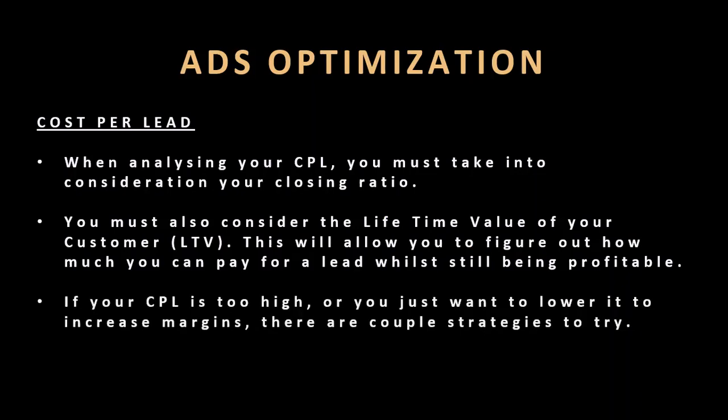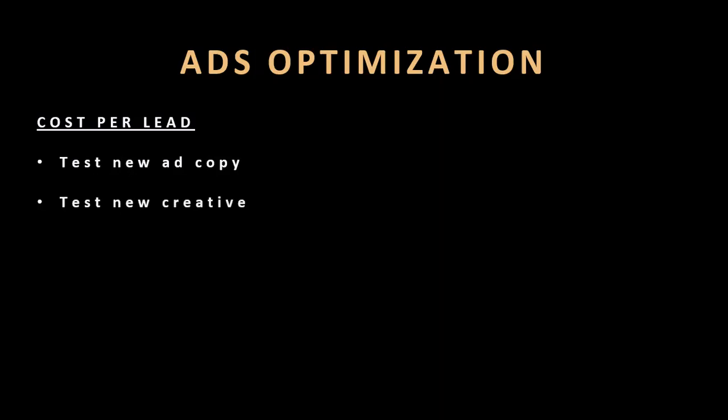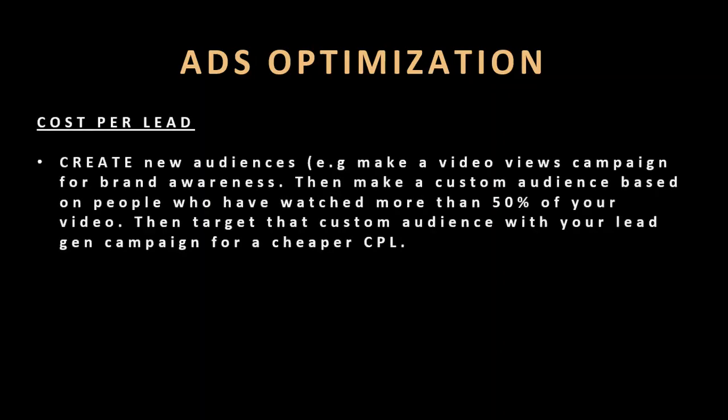So if your cost per lead is too high, or you just want to lower it to increase your margins, there are a couple different strategies to try. You can start testing new styles of ad copy. You can start testing new creatives, new offers, and new audiences. One thing that's not mentioned here is you can also turn off your ads that are not performing well to help put the budget into ads that are performing well. That's a little bonus tip.